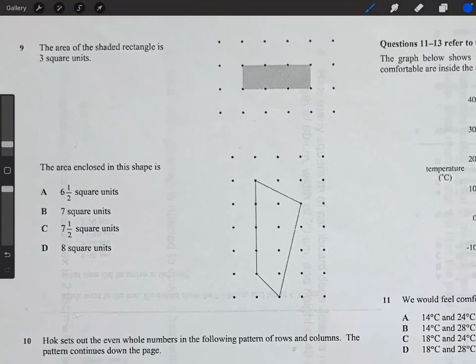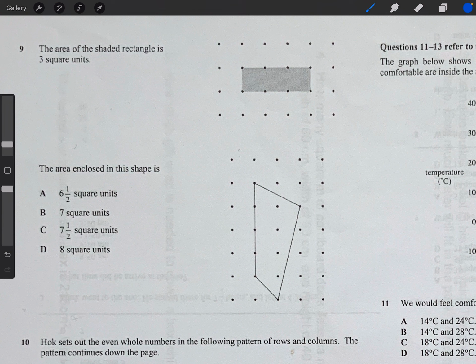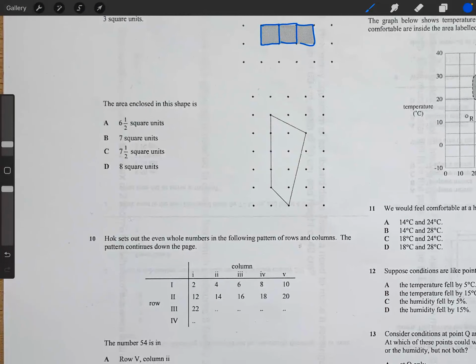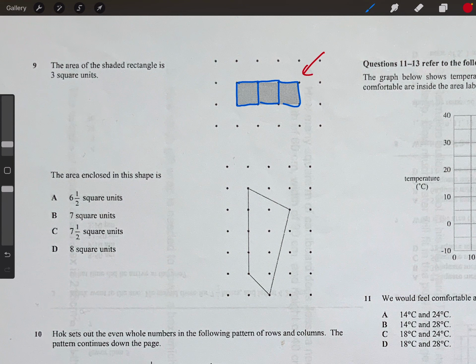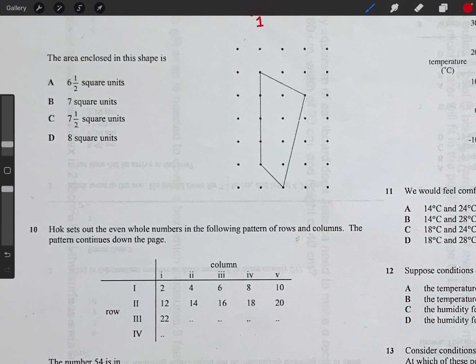Now it says the area of the shaded rectangle is 3 square units. You can tell it's 3 square units because each one of these is a square and there are 3 of them. The area of the enclosed shape is what? If this is 3 square units, that means each of these is 1. So 1 times 3 is just 3, because it's a rectangle. That means each of these distances is 1 unit.